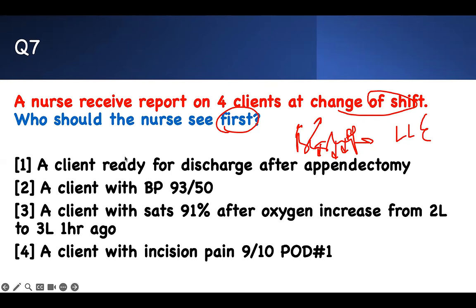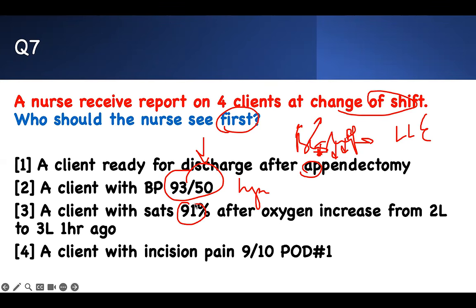What do we have? A client ready for discharge after appendectomy. Stable patient, ready to go home, discharge. Maybe I have some time for it. Client with what? Rapid shock of this. We have a hypotension patient. We have a shock problem here.